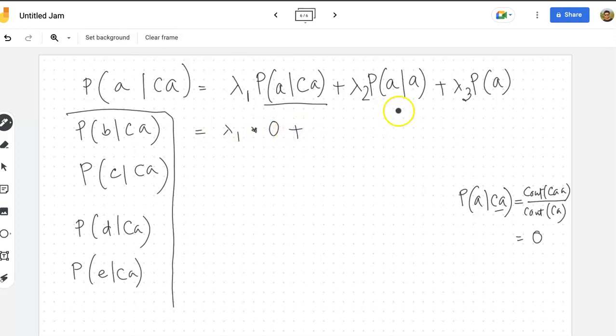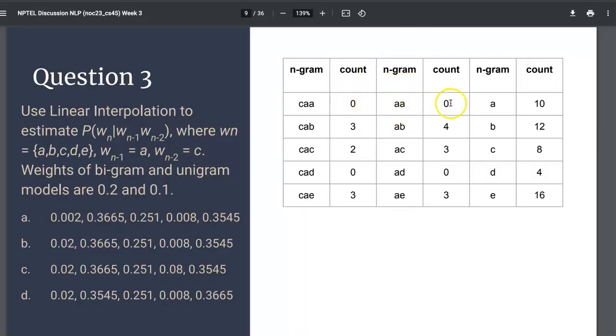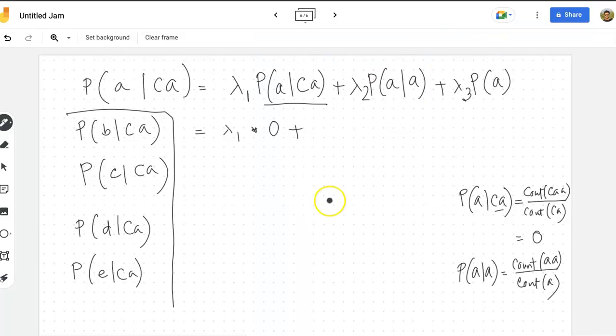Now let's go to the next part: P(A given A). How to calculate this? It will be the count of AA over the count of A. Let's see the count of A in the table. You can see the count of A is 0 also, so there is no need to go further. The probability of this will also be 0. So it will be lambda 2 into 0.